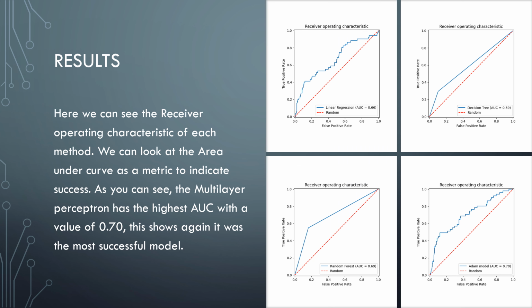Here we can see receiver operating characteristic of each method. We can look at the area under the curve as a metric to indicate success. As you can see, the multi-layer perceptron has the highest area under curve with a value of 0.7. This shows again it was the most successful model. A value of 0.5 would indicate random results, and so we achieved slightly above that.